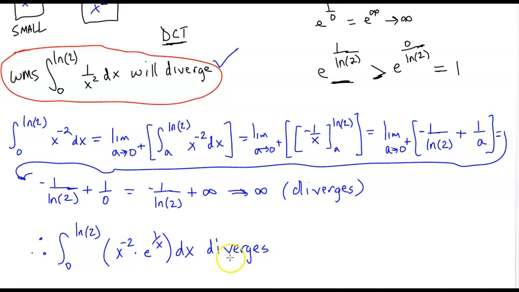And again, this communicates to us that there is no way, whether we use human or computer, that we're going to be able to evaluate the area under the curve of this particular function from 0 to natural log of 2, and actually get an answer for the area under the curve. Okay.